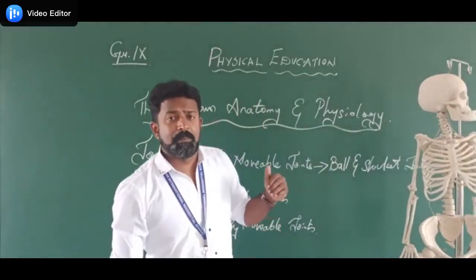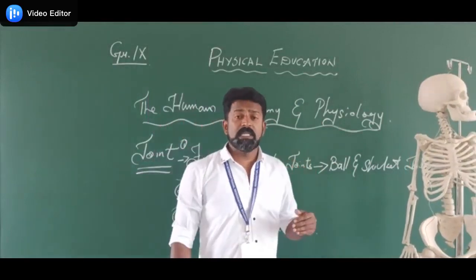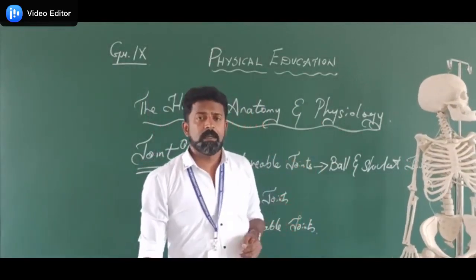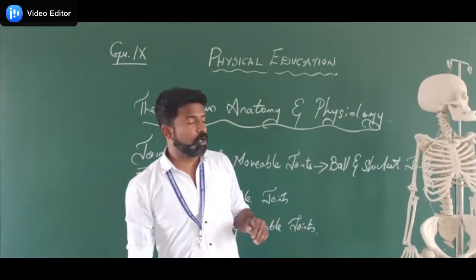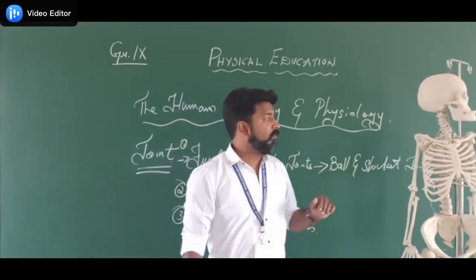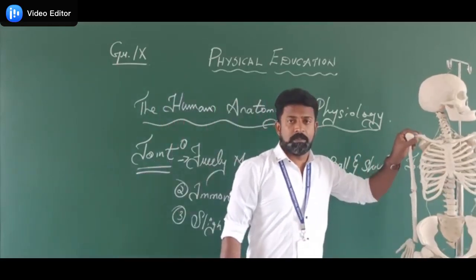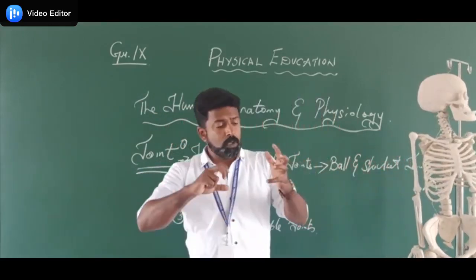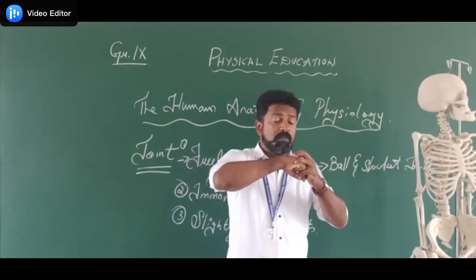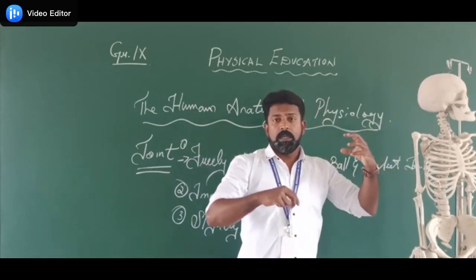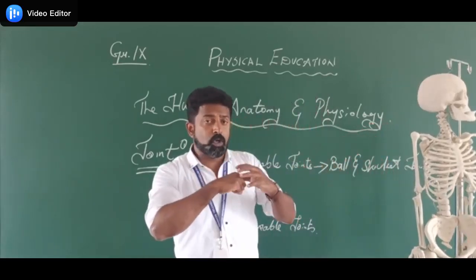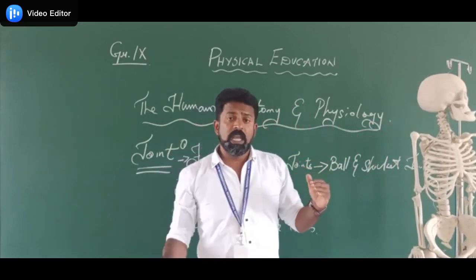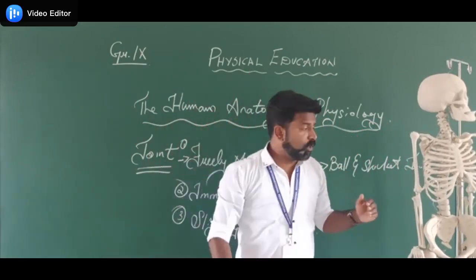With an example, I will start because it is easy for you to understand. Two examples can be given for the ball and socket joint. The first is the shoulder, because the humerus joins with the shoulder along with the socket, and the joint is formed. So in this joint, rotation is possible. You can do the rotation.